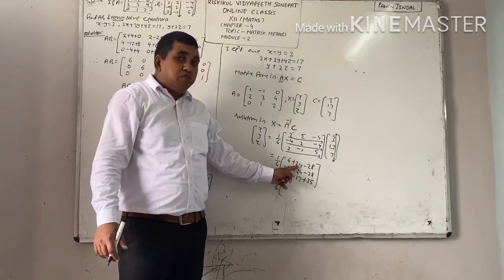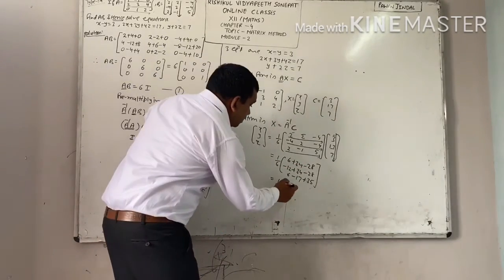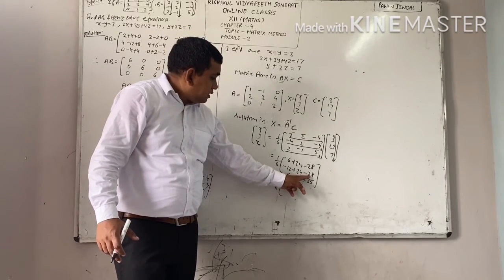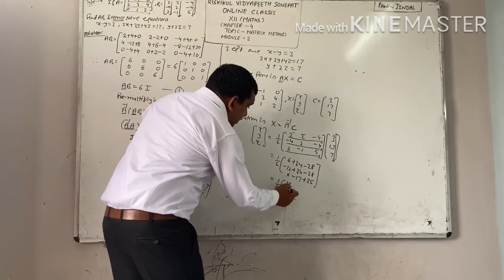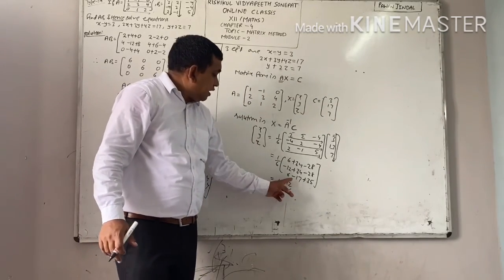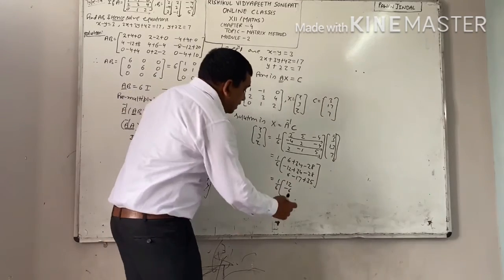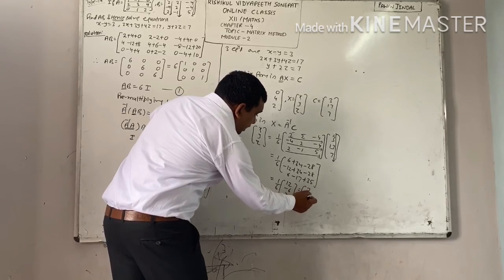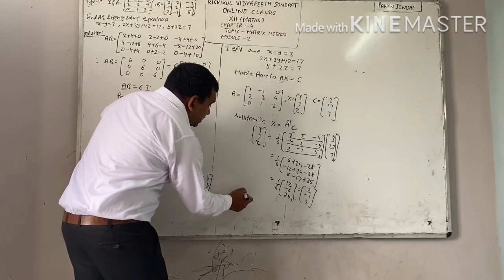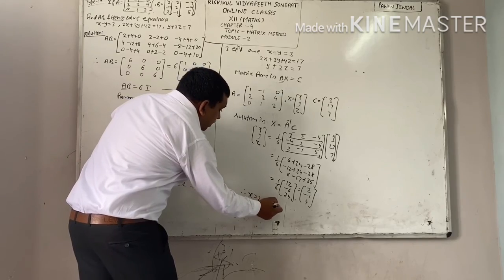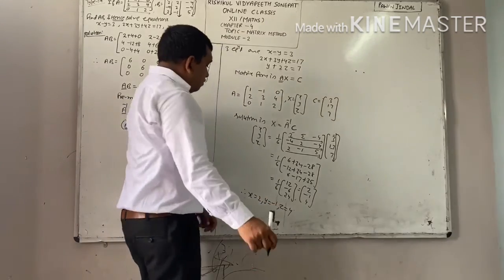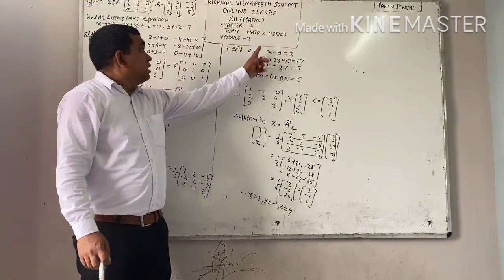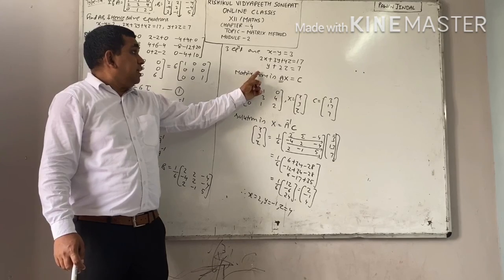6 plus 34, 40. 40 minus 28, 12. 34 minus 28, 6. 6 minus 12, minus 6. Last one, 35 plus 6, 41. 41 minus 17, 24. When you will divide these by 6, you will get 2, minus 1, 4. Therefore, x equal to 2, y equal to minus 1 and z equal to 4. And you can verify your answer also by putting these 3 values in the equations. Right? Thank you.